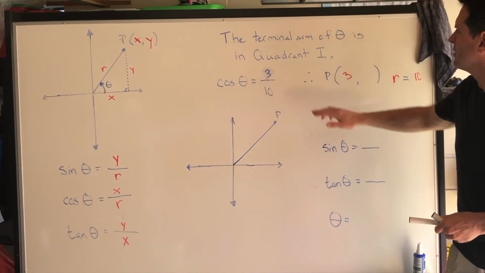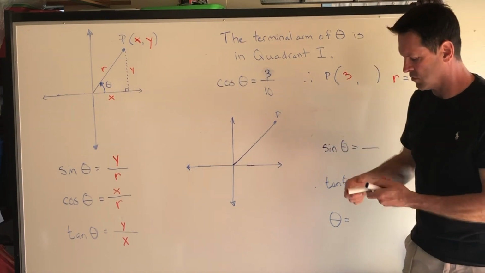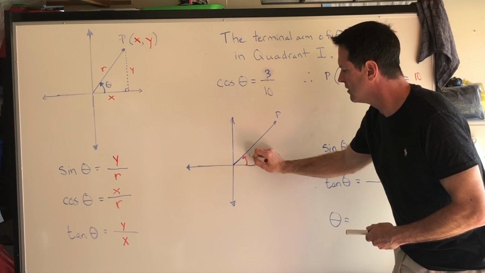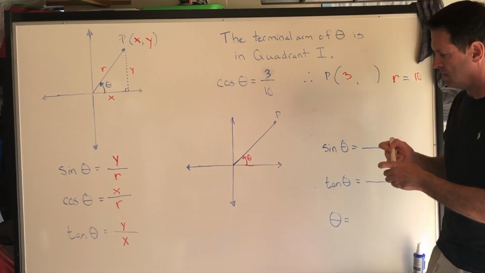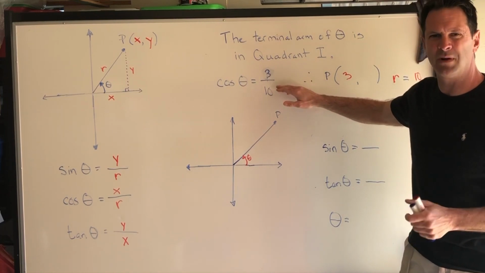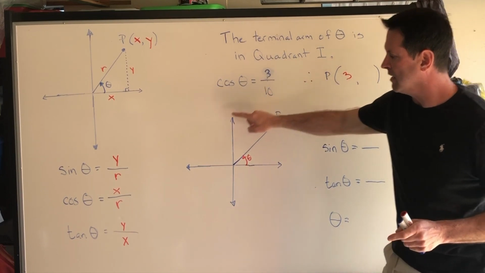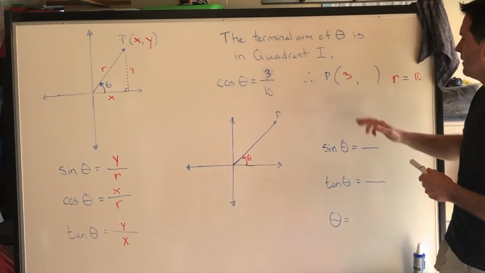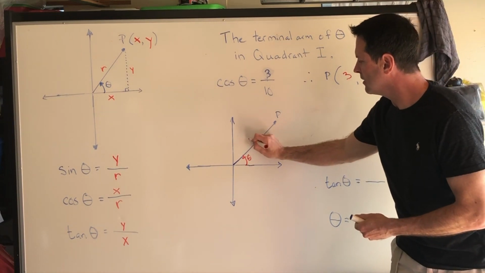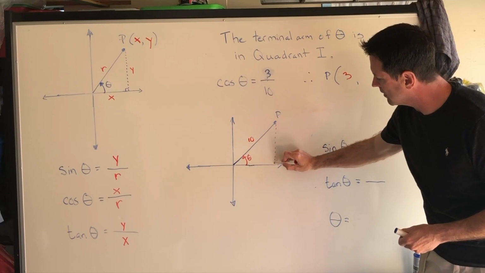Now, the terminal arm of theta is in quadrant 1. I've drawn that. We're trying to find the angle in standard position, theta. The cosine value of that angle is 3 over 10. Well, what does that tell us about point P and the length of r? 3, that's the x-coordinate of point P. 10, that's the length of r. It's always positive.